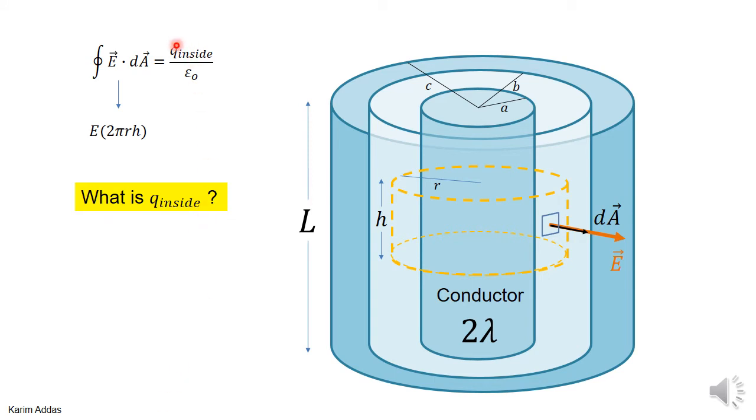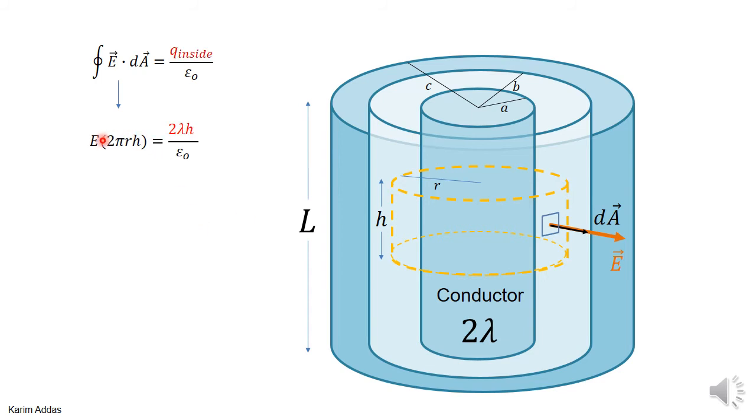Okay, what about Q inside? How much charge is inside this dotted cylindrical Gaussian surface? Well, the total charge inside is on this cylinder, and it's on the surface of the cylinder. And we're given that the charge per unit length is 2 lambda. That means if you know the charge per unit length and you want the charge in a certain length, then the total charge in a length h is the charge per unit length times the length. So it's 2 lambda times h. So the charge inside this dotted cylindrical Gaussian surface is 2 lambda times h.